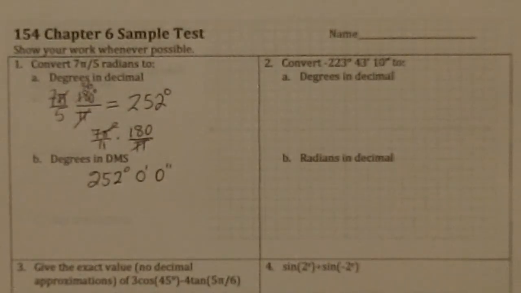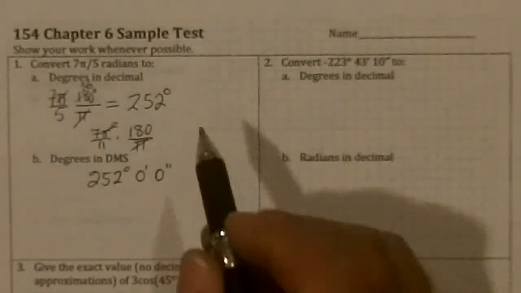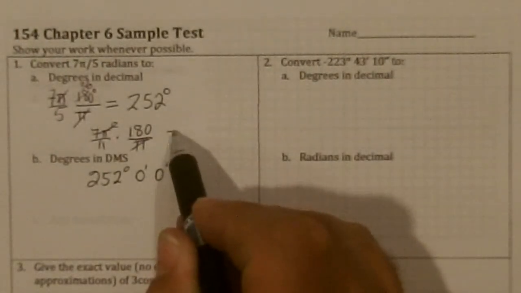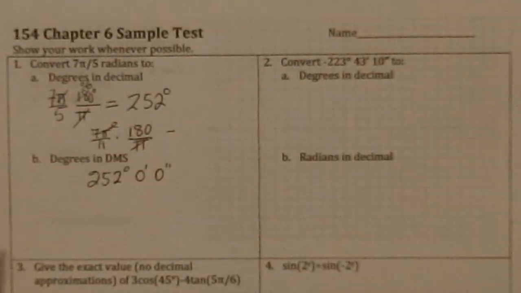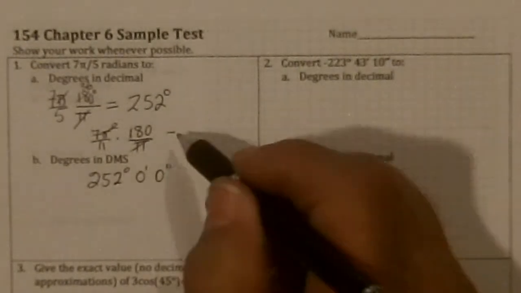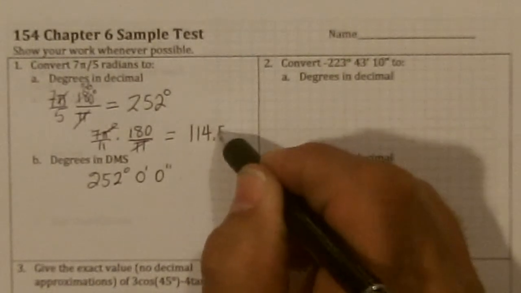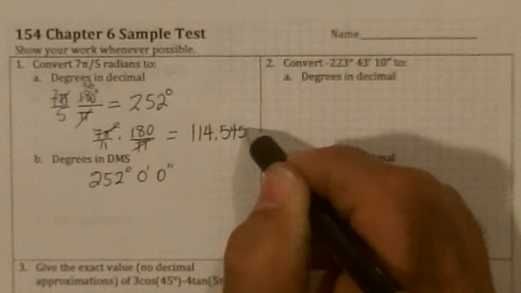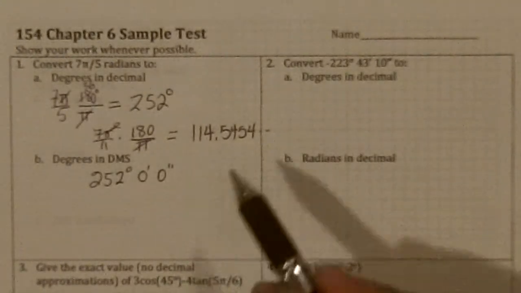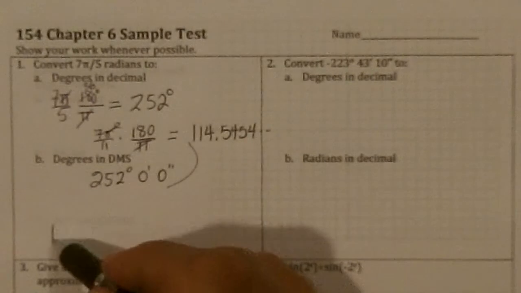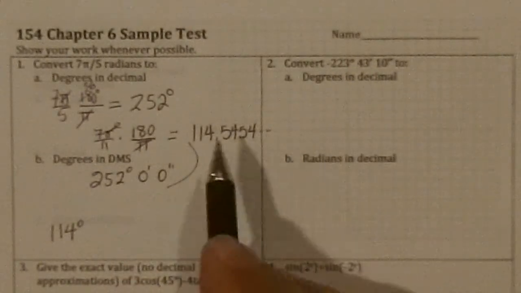get 7 times 180 divided by 11, and I get, oop, I didn't do that right. Excuse me, I did 7 divided by 180. 7 times 180 divided by 11. That's 114 degrees, 0.5454 repeating. So for this one, I'd say I have 114 degrees.